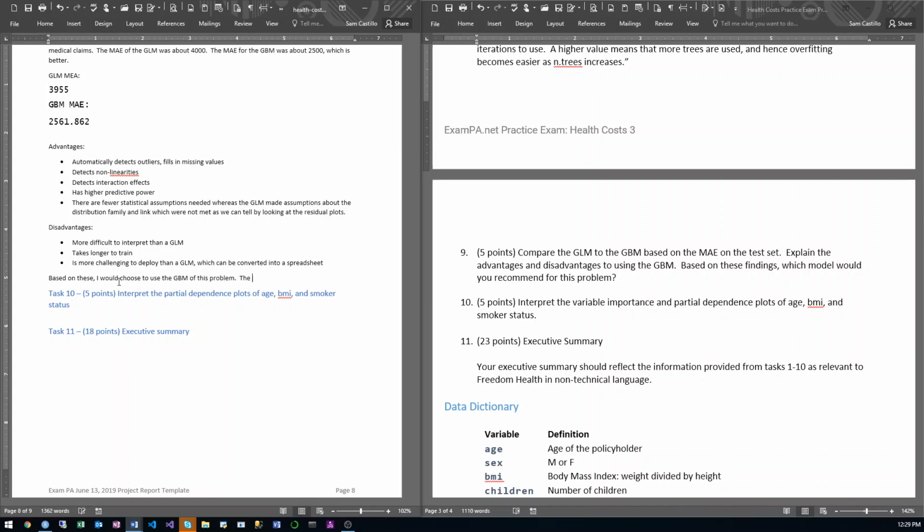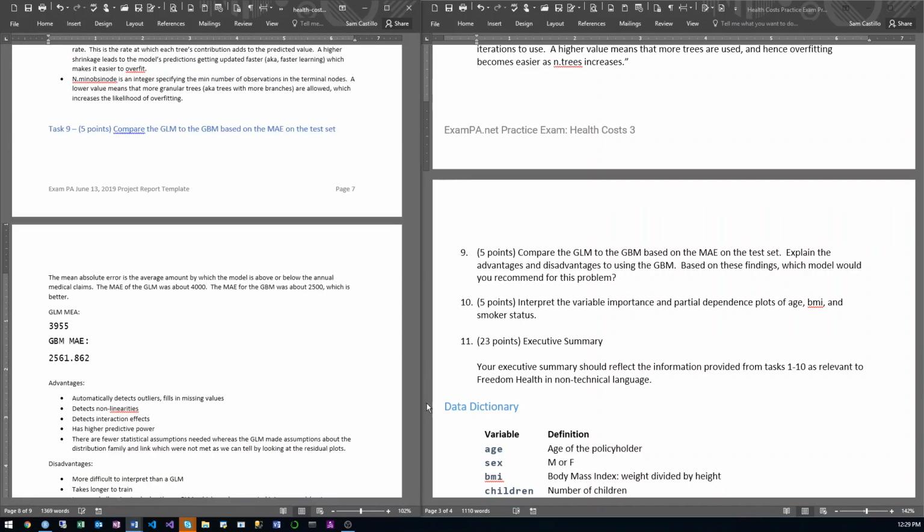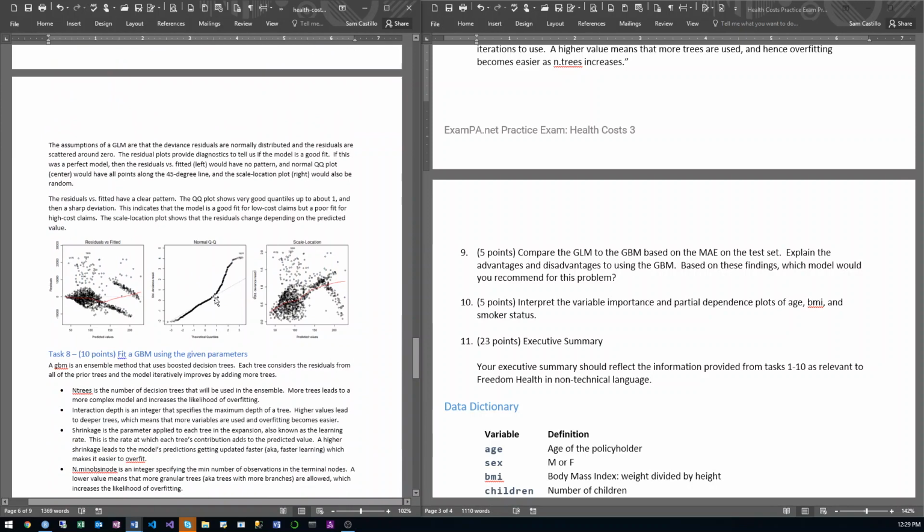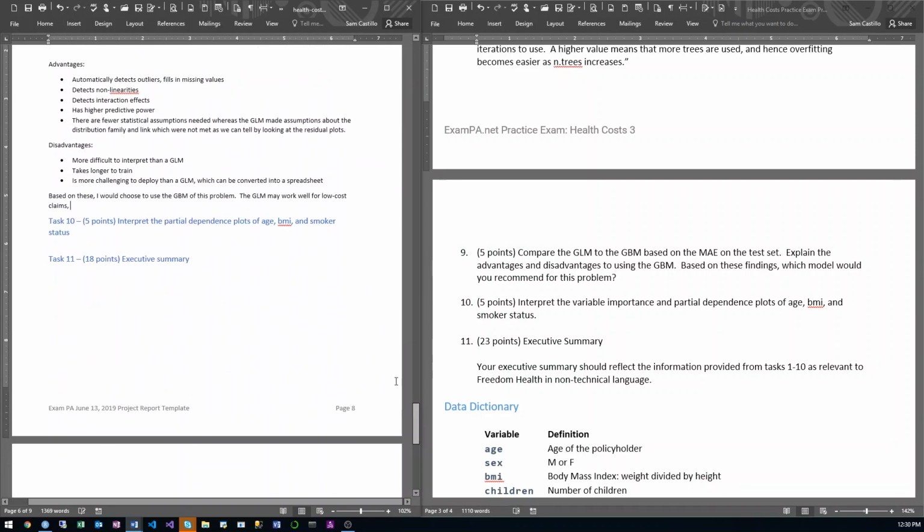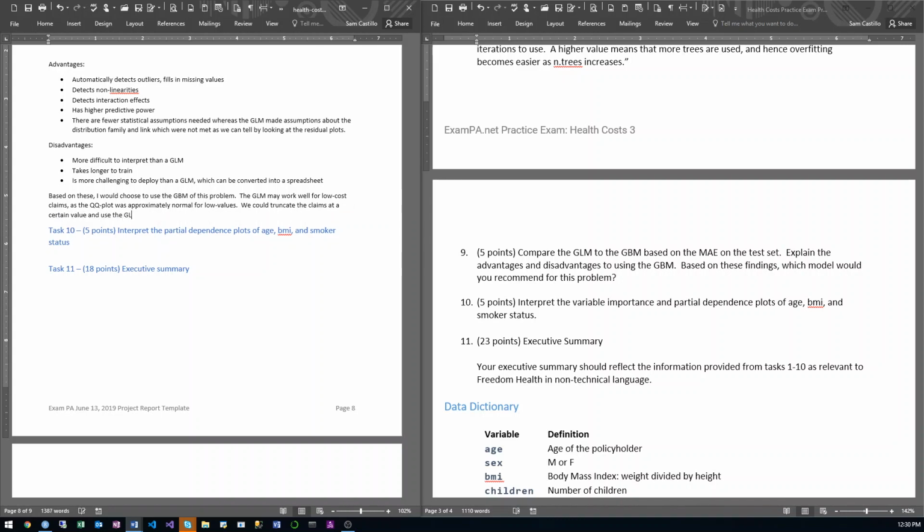The GLM may work well for low-cost claims, right? Because when we looked at this QQ plot, you could see that these are approximately normal for low values. We could truncate the claims at a certain value and use the GLM for these policies.